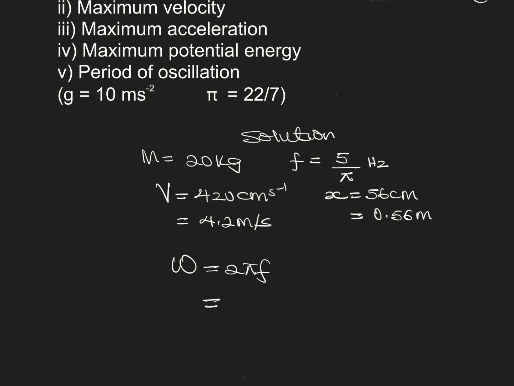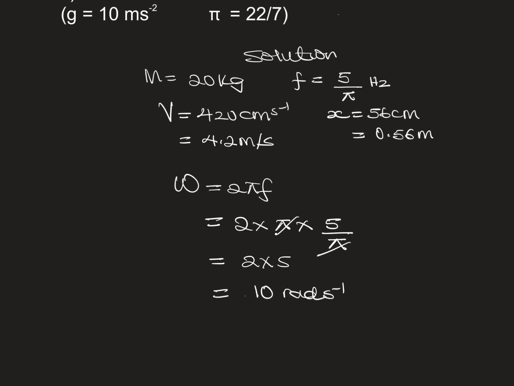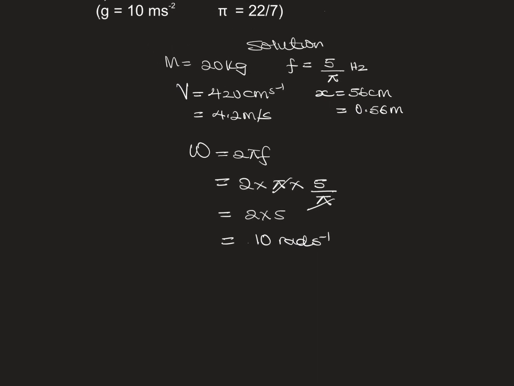So that is going to be 2 times pi times the frequency. Frequency is given as 5 over pi. If I have that, pi will cancel. Then I will have 2 times 5, and 2 times 5 will be 10. And angular frequency is measured in radians per second.